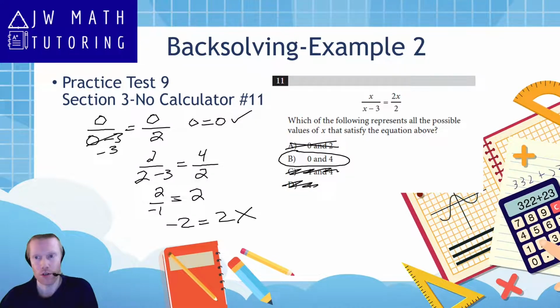Now, just to show you real quick, if you went ahead and plugged in 4, you would get 4 over 4 minus 3, which is 1 on the left. On the right, you would get 2 times 4, which is 8, over 2 on the bottom, and 8 over 2 just reduces to 4 over 1, so we get the same number on both sides of the equation, and we can therefore conclude, yes, 4 is one of the other values that satisfies it.